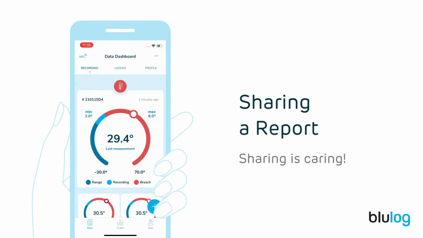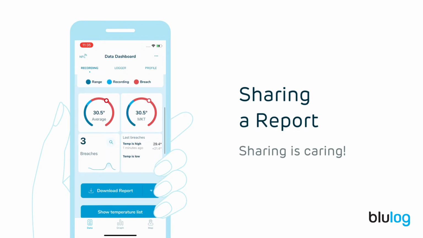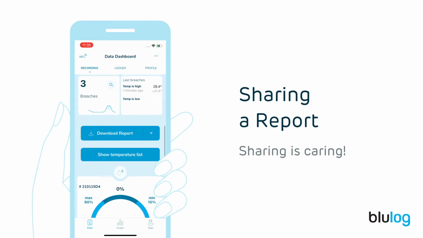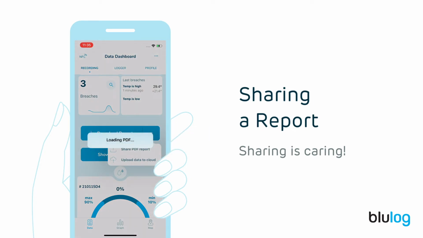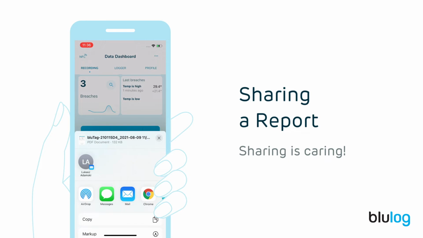In order to share a report, first, make sure you are inside a data dashboard page and you have selected a recording tab. Now scroll down and you should be able to see a download report button. Tap on the down arrow at the right of the button and select Share PDF Report from the drop-down menu. You should be able to see the loading window. After it is finished, you should be able to share the report.